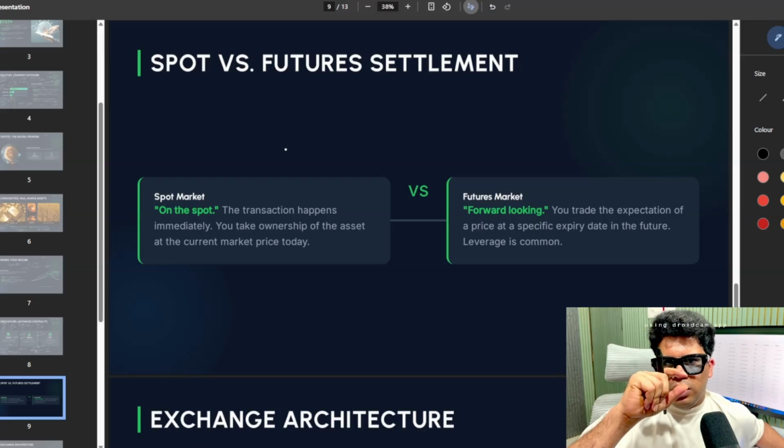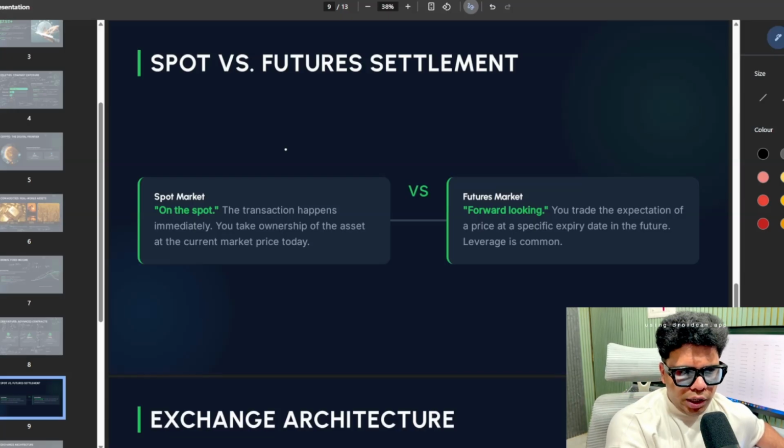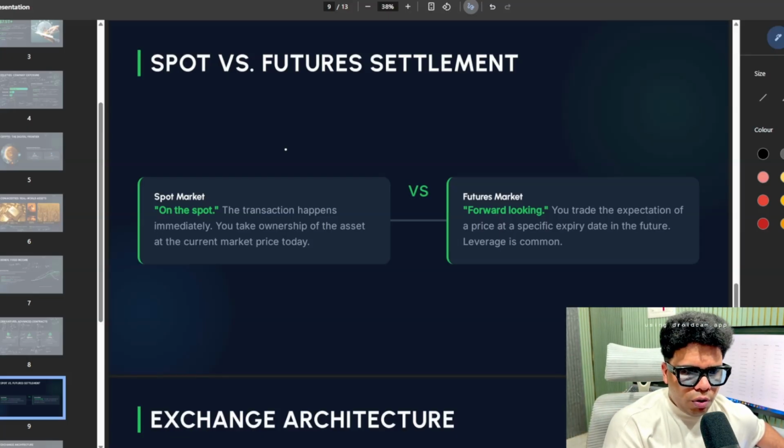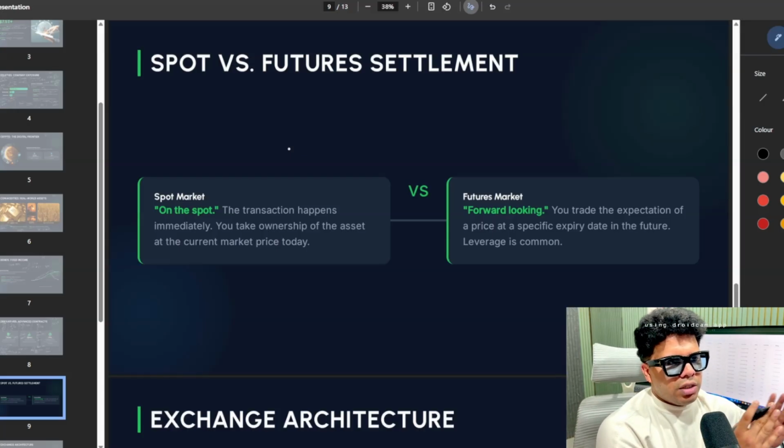There is no difference in the current market price. It's showing the real price of that particular stock. At the same time, the futures market is forward looking, which means it has an expiry in the coming days, right? In futures, you trade the expectations of the price at a specific expiry date. In futures, leverage is common. So what's the difference between a spot price and a futures market? It's a difference in prices also.